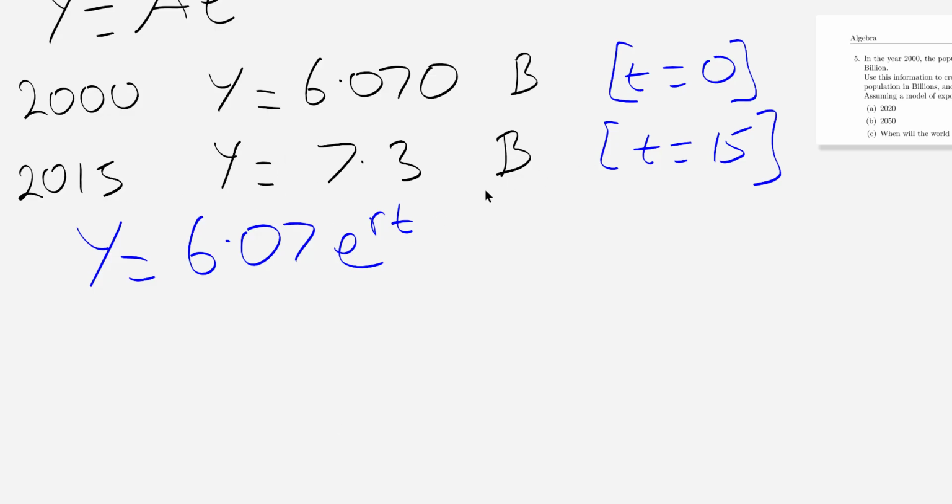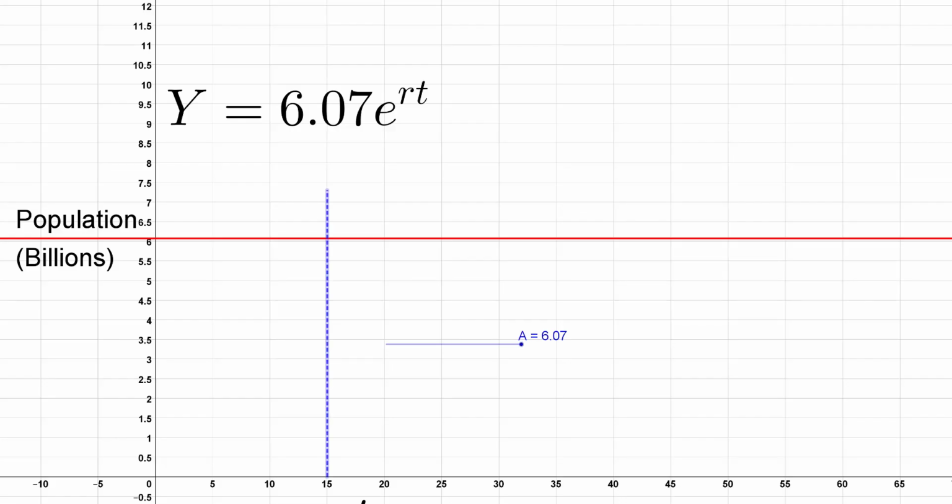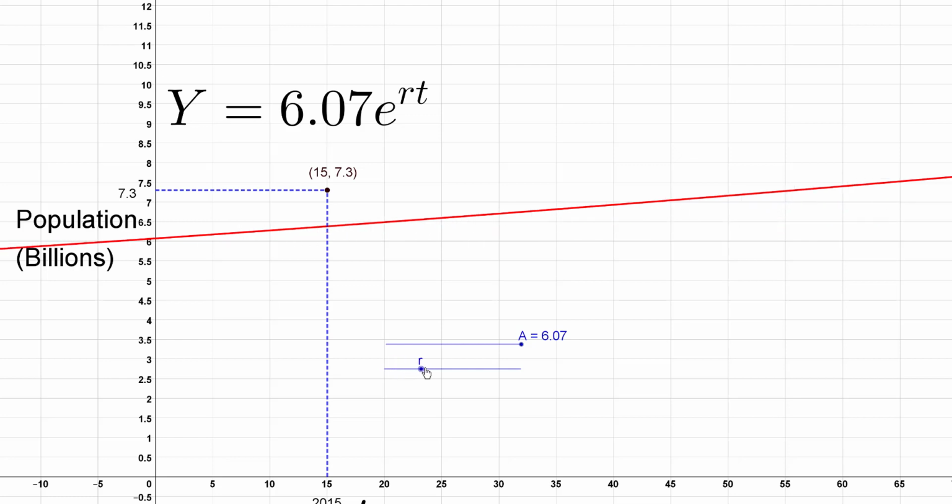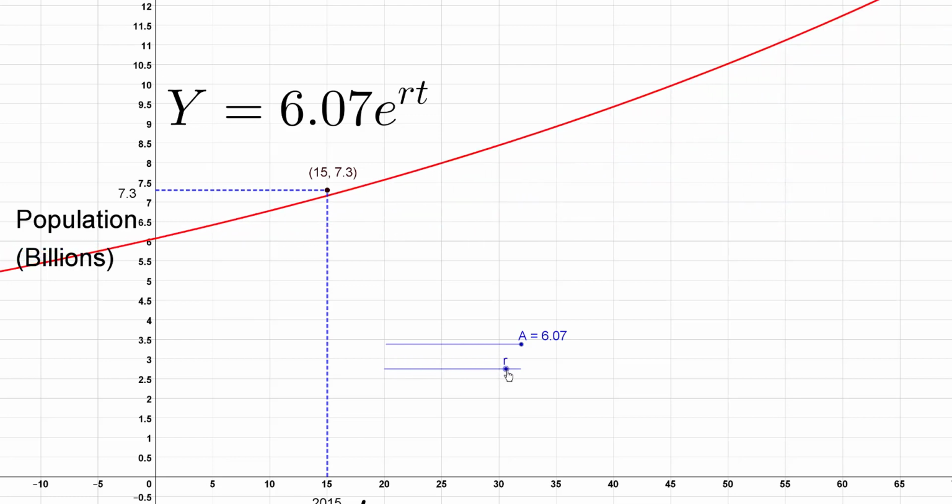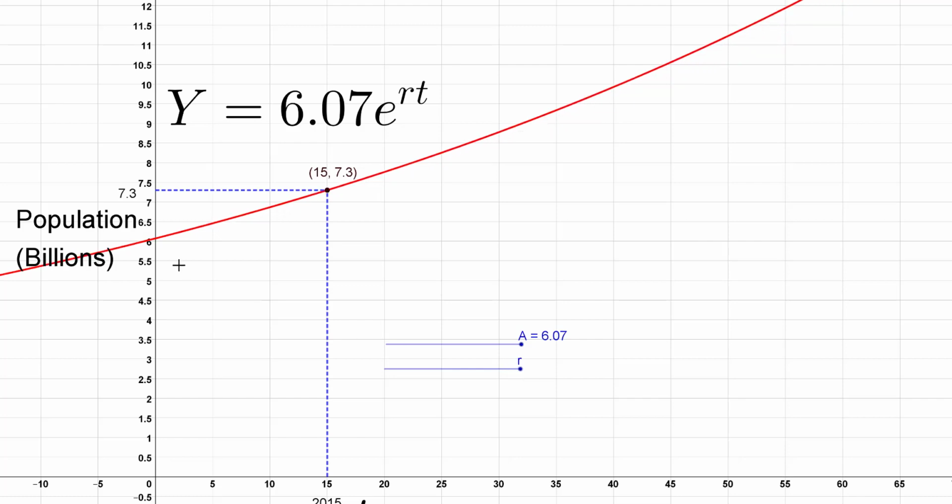And remember, we have this information here that when t is 15, the population will be 7.3 billion. So we're going to use this to help us figure out the growth rate. In the year 2015, the population is 7.3 billion. So that creates another point, the point (15, 7.3). We now have to figure out what growth rate will give us a function that cuts through that point as well. So we have to adjust the growth rate.